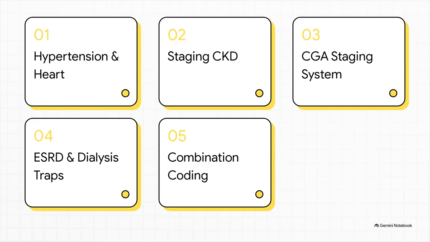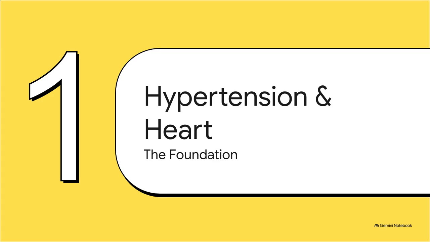Okay, so here's our clinical to code pathway for this explainer. We're going to cover the foundation of hypertension and heart basics, staging chronic kidney disease, decoding the CGA staging system, navigating the ESRD and dialysis danger zones, and finally, cardiorenal combination coding rules. This is designed to move you from the underlying physiology straight into specific, high-stakes reporting rules. Let's get to it. Section 1. The foundation of hypertension and heart basics.